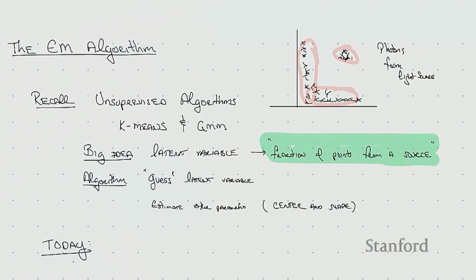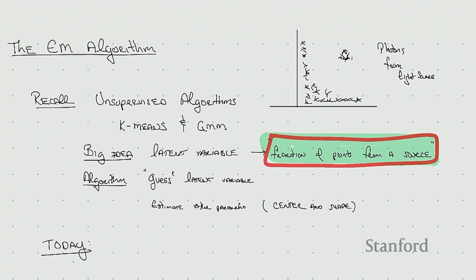So last time we saw these two algorithms, k-means and GMM. If you don't remember, the GMM algorithm was the one where we had these photons that we were trying to fit Gaussians to, maybe 3 Gaussians that look like that. Don't worry if you don't remember the details, just roughly what we're dealing with. And the big idea we encountered was this idea of a latent variable. The latent variable in this setting was the fraction of points that come from a source. We didn't know how many points were coming from each one of those light sources, so we had to estimate that.